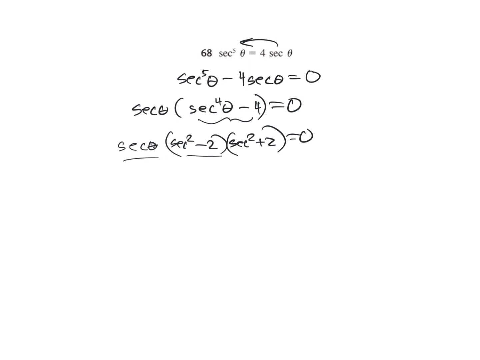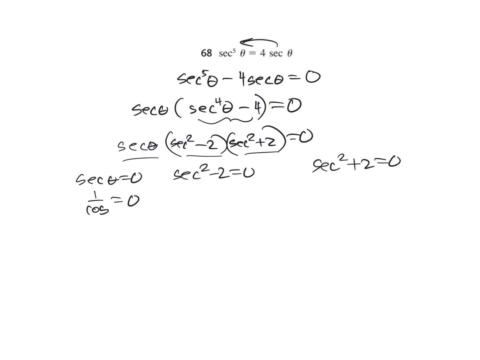All right, so now we have 3 things multiplied together. So either secant of theta is equal to 0, or secant squared minus 2 is equal to 0, or secant squared plus 2 is equal to 0. So 3 problems. Now we can change them. So 1 over cosine is equal to 0. Well, this can't be. You can't make 1 over anything equal to 0, so not possible.